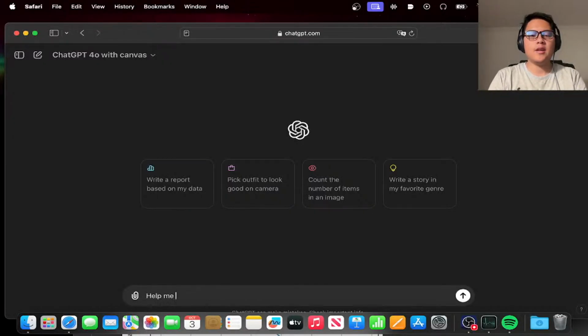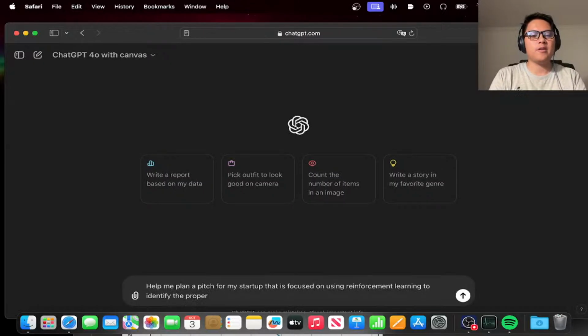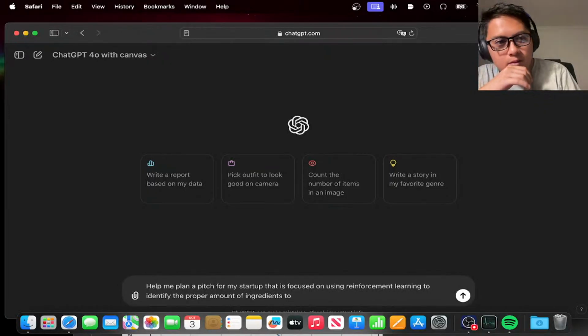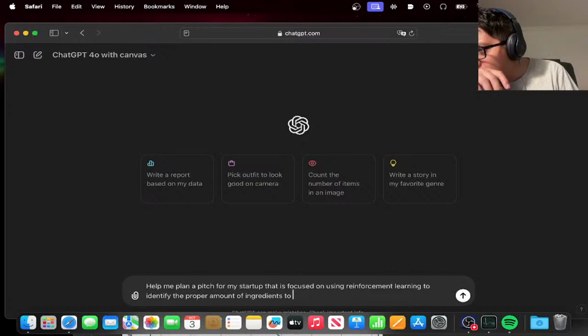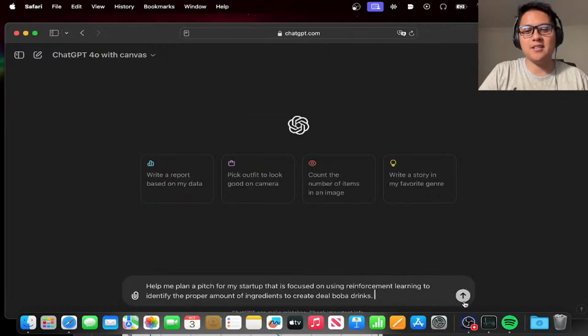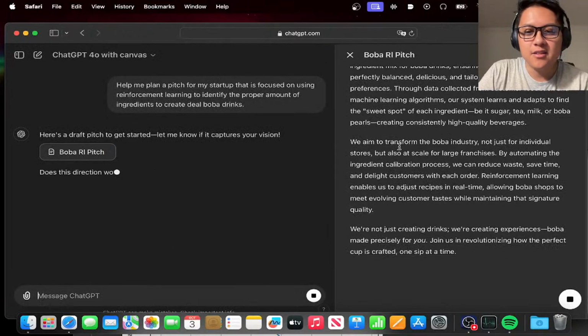Help me plan a pitch for my startup that is focused on using reinforcement learning to identify the proper amount of ingredients. Why don't you use the mic option, STT option in the ChatGPT app? Okay, let me see. To create the ideal boba drink. This is actually an idea I've had with some people around me, but I don't think we're ever going to implement it. So if anyone wants to run with this idea, you're more than welcome to steal it.